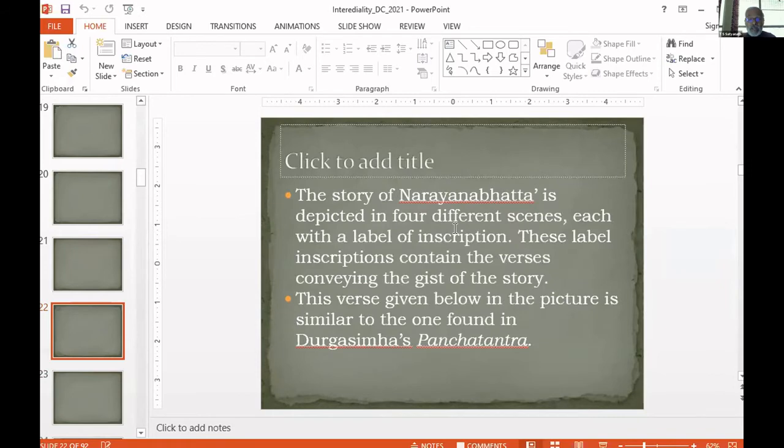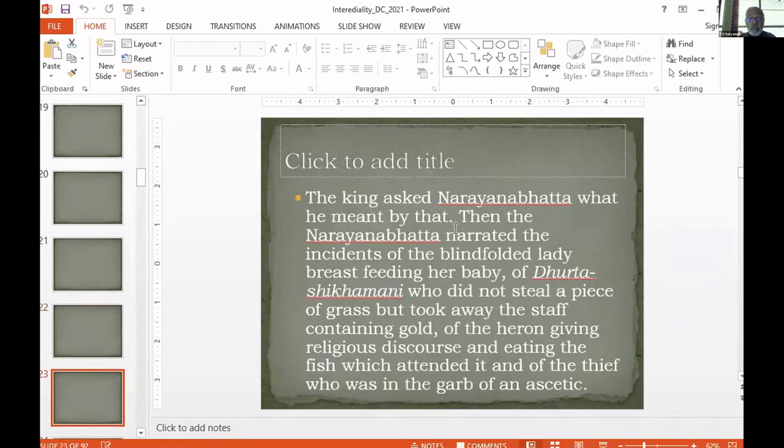So ultimately it goes to the king. I'm not going to explain the whole thing because I want to save time for the other thing. The king, this is towards the end of the story, asked Narayana Bhatta what he meant by that verse, the verse that I'm going to read.